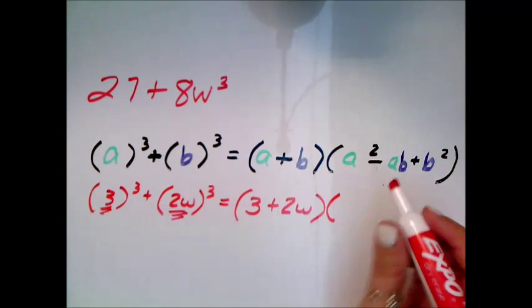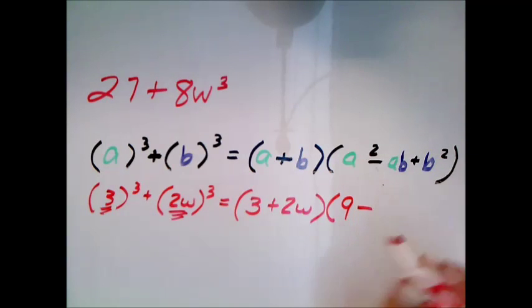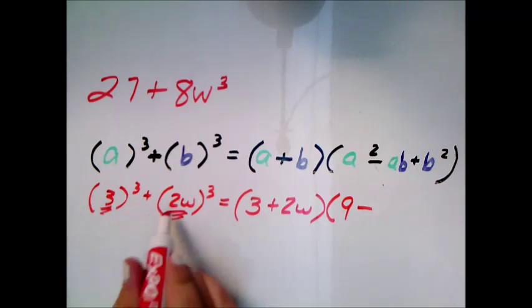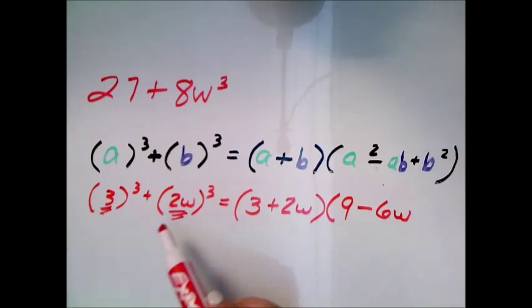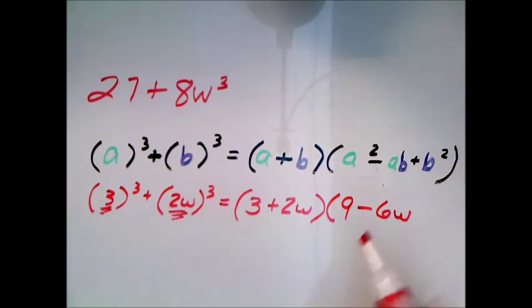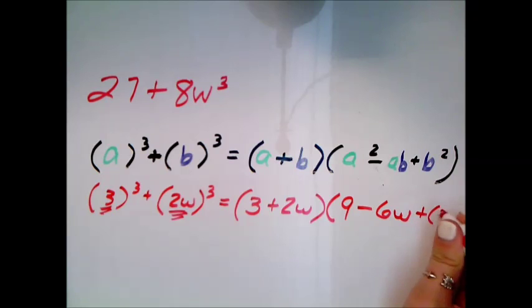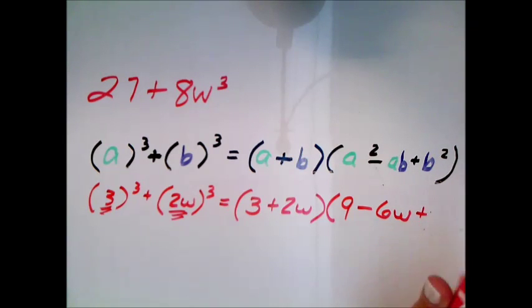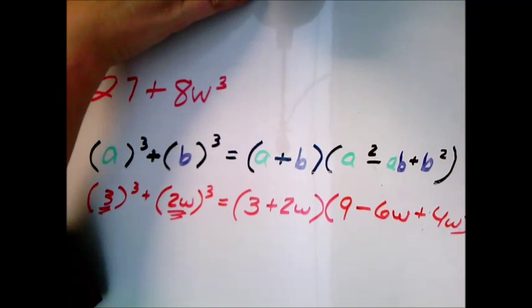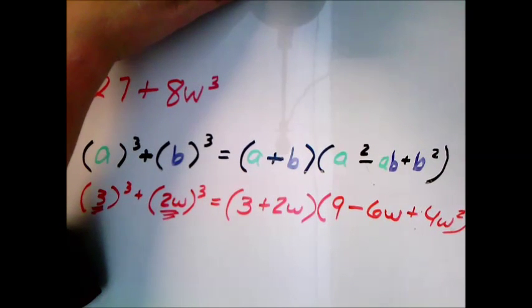Then a squared, so 3 squared is 9. And then minus these two terms times each other, so 3 times 2w is 6w. And then be a little careful on this one. This is b squared, so 2w squared, which means it's the whole thing squared. Like this. So 2w squared means 2w times 2w, which is 4w squared. So essentially just don't forget the coefficient is part of that squared also. So you end up with 4w squared.